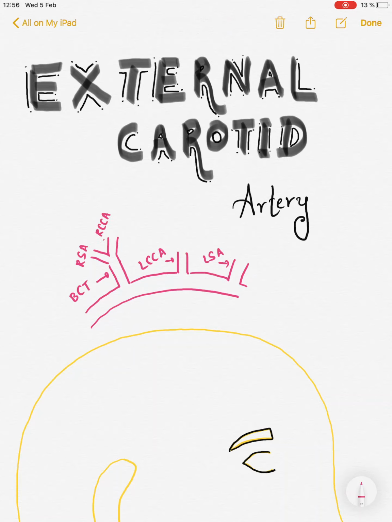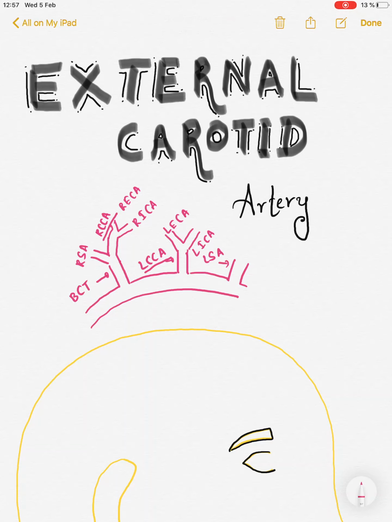Now, if we take a look at the right and left common carotid arteries, they give rise to the external and the internal carotid arteries. So here we will have the left external carotid artery and left internal carotid artery, and from the right one, we will have the right external carotid artery and the right internal carotid artery. I hope that is clear for you.